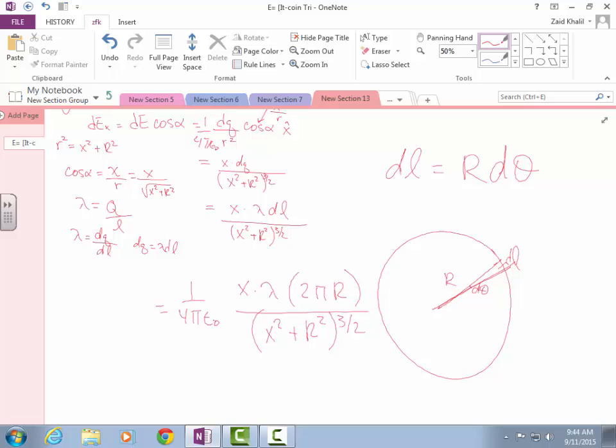And then we're going to look at what if it's off-centered. Actually no, for the ring, you just leave it as a ring. We're going to look at the disk next. Then from the disk, you go to the line.